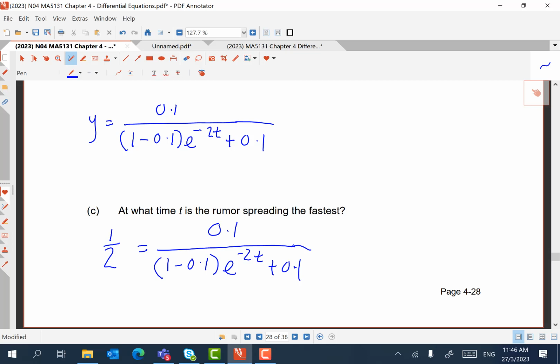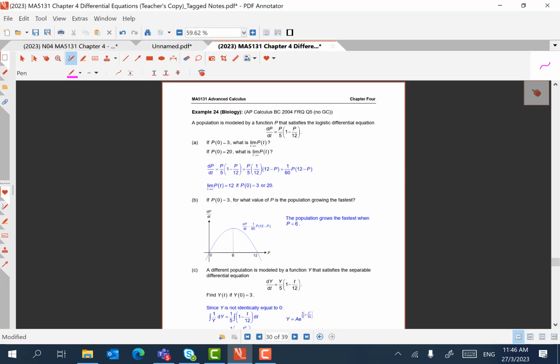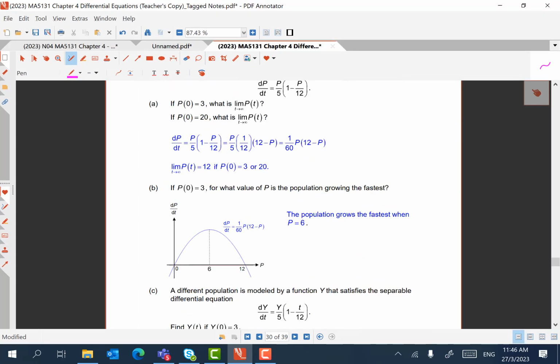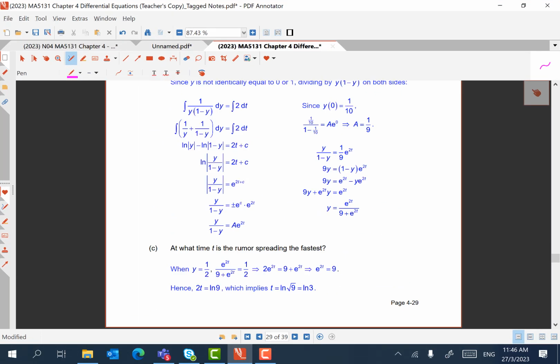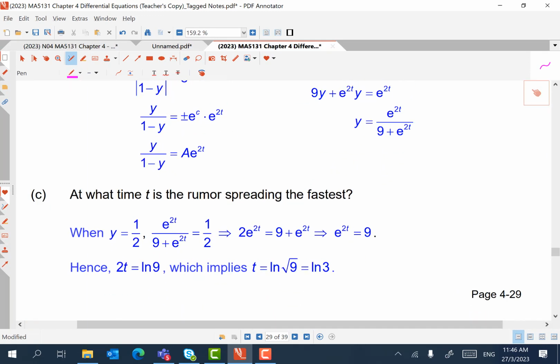And then from there you solve the equation, you should get an answer, and the answer is this one. According to this, it is ln 3. Okay, the answer is ln 3. You use the same thing that I gave to you earlier on, you should get ln 3 as well.